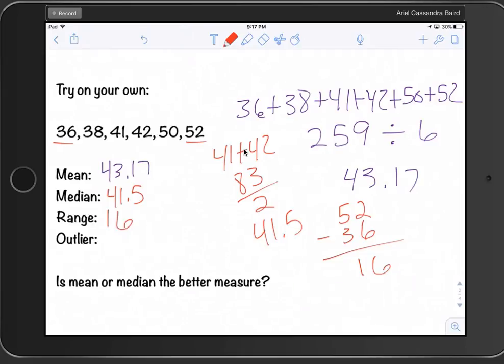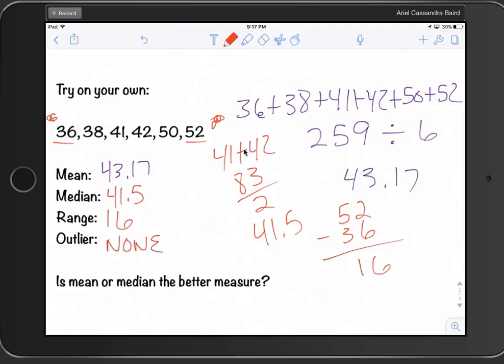Now our outlier, we're going from 36 to 52. Between 36 and 38, there's a difference of 2. 38 and 41, a difference of 2. 41, 42, a difference of 1. 42 through 50, a difference of 2. And 50 to 52 is a difference of 2. So there really isn't an outlier. There's not a crazy high number over here or a crazy low number over here. So for outlier, we just write none.